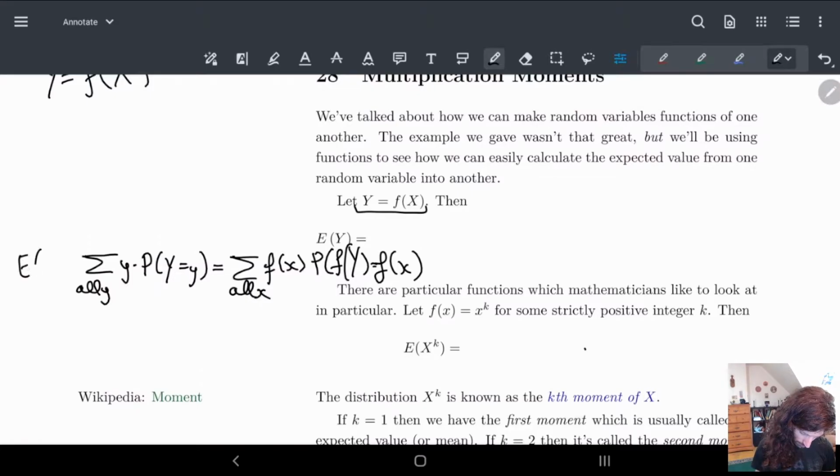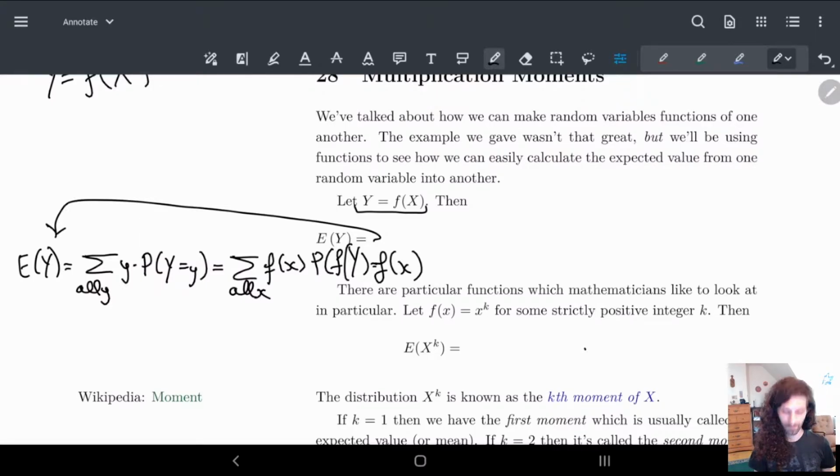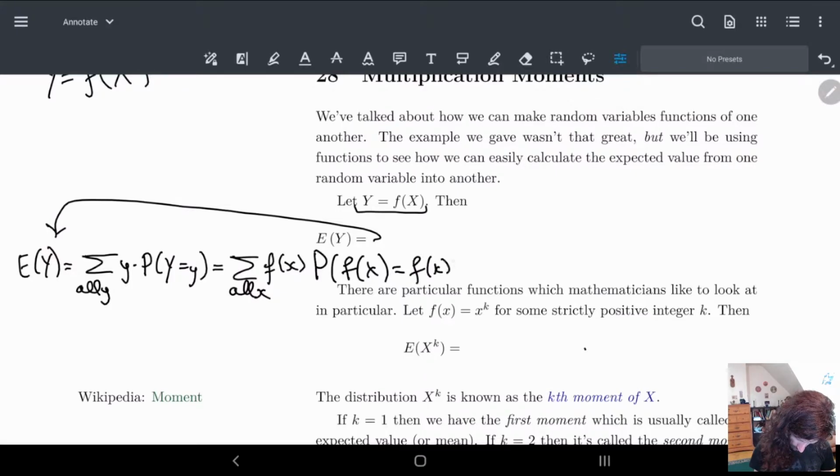E of y is equal to. So we get this function here, right? So we have p of, why is this? Oh, because there we go. Here we have, this is wrong. So we have p of f of x is equal to f of little x. And that's the probability. But notice how here we can just take the inverses, right?